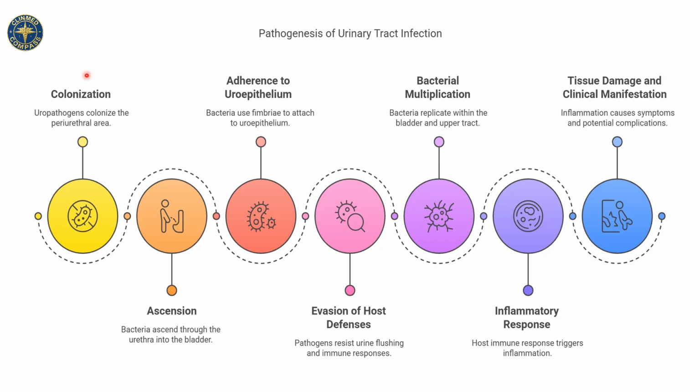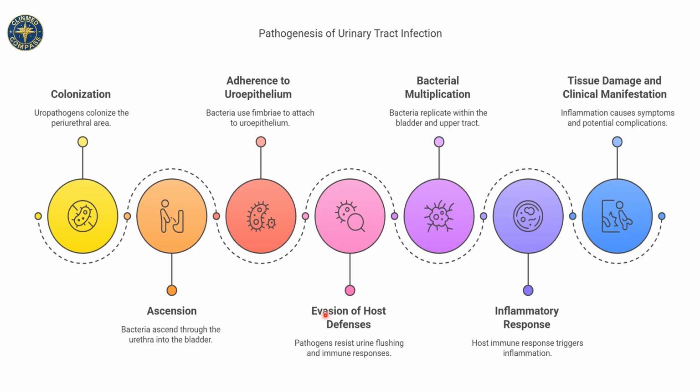The development of UTI occurs in several key stages. One is colonization. Bacteria begin by colonizing the periurethral area, often from intestinal flora like E. coli. Next is ascension. These bacteria ascend through the urethra to the bladder, especially when defenses like urine flow are compromised. Using fimbriae and adhesins, the bacteria firmly attach to the bladder lining, resisting being flushed out. The next step is they evade the host defenses. They avoid immune clearance by forming biofilms and resisting antimicrobial peptides.